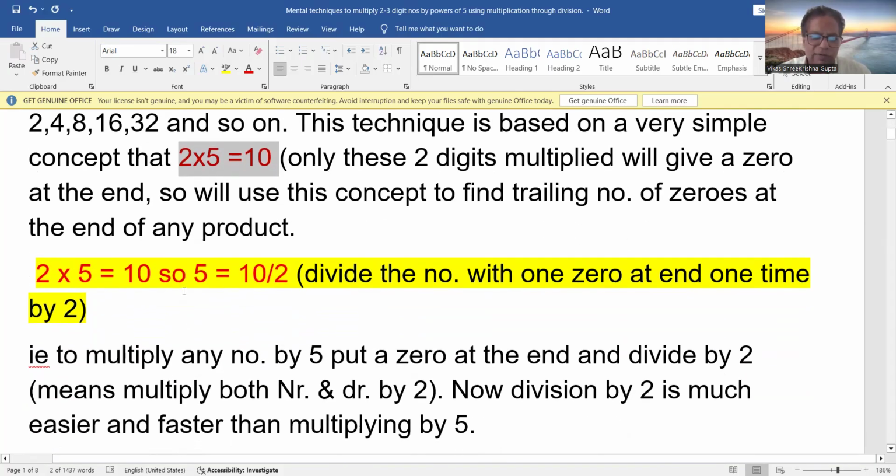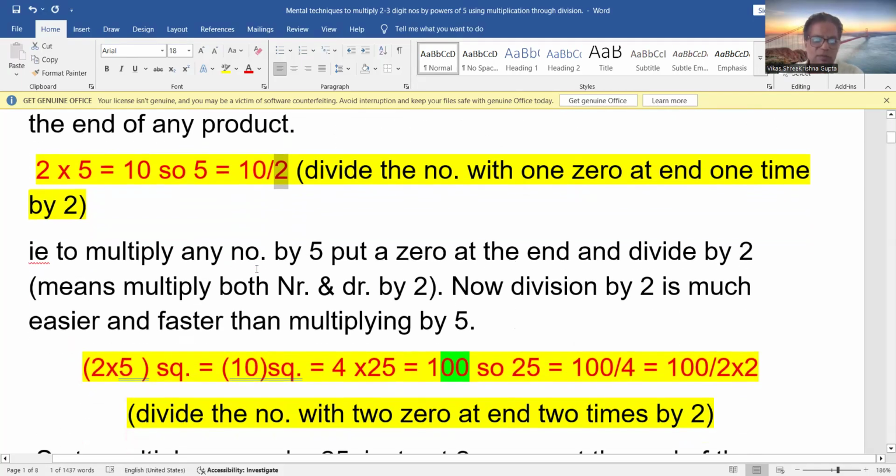It means 5 is equal to 10 by 2. 5 is equal to 10 by 2 means I am putting a 0 at the end of the number, and dividing by 2 just one time. Only one 2 is there, so I will divide the number by 2 one time after putting a 0 at the end of the number.